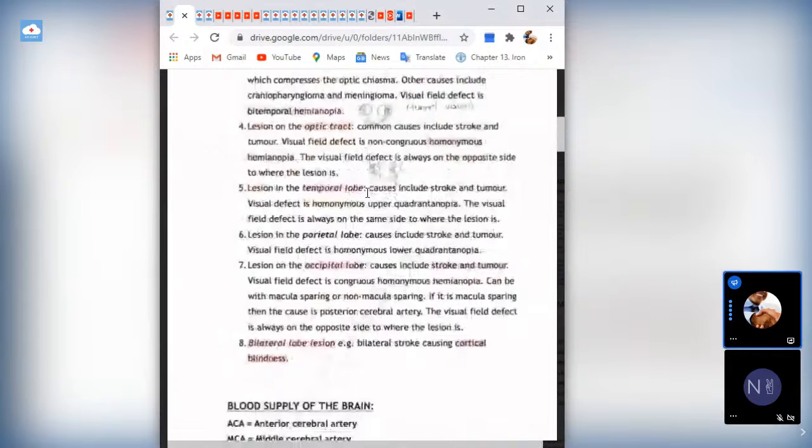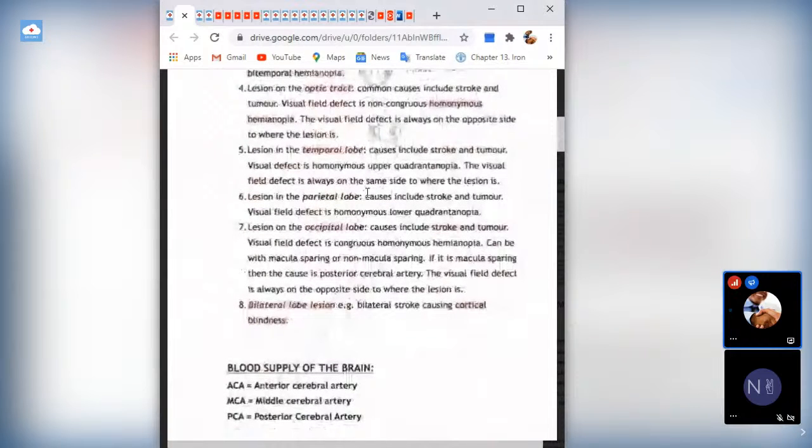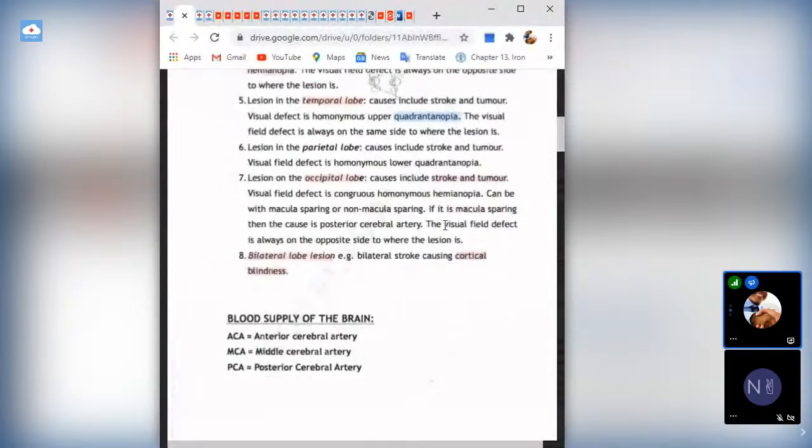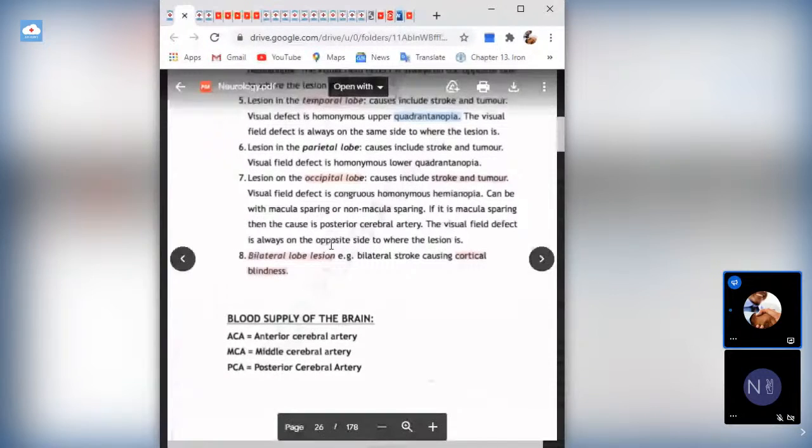So common causes include stroke and tumor. They cause a homonymous quadrantanopia, remember I told you it's quadrantanopia, but now you want to know the plural. The effect is always on the opposite side to where the lesion is. Like I mentioned, it's a contralateral homonymous defect.